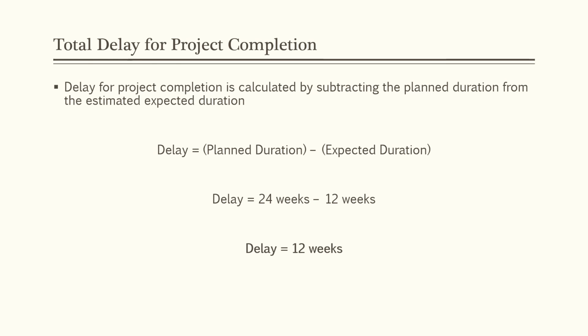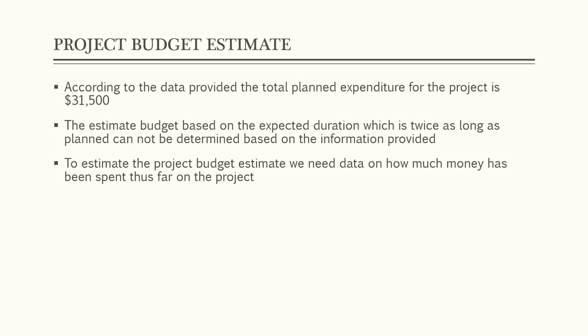Total project expenditure for the completion of the project, according to the data given, is $31,500. The estimated budget is based on expected duration, which in our case is twice as much as anticipated. The longer the project goes on for, the more budget is required. But to estimate exactly how much more budget will be required, we need to know the total amount of money spent on the completion of the first 2 tasks, which information is not provided in the table. Therefore, the data provided is just not enough for us to calculate the total estimated budget.